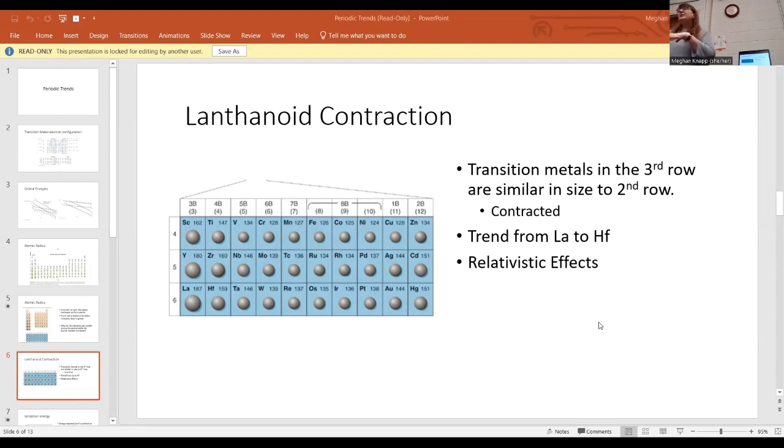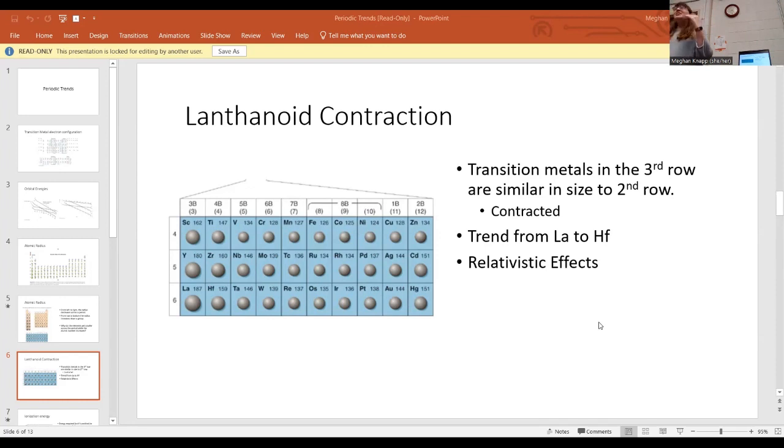So if we extrapolate that out to the f electrons, instead of having 2 nodes, how many nodes do they have? 3. Okay, their l value is 3, so increasing the l value increases the nodes. And because of that, they're even more diffuse.